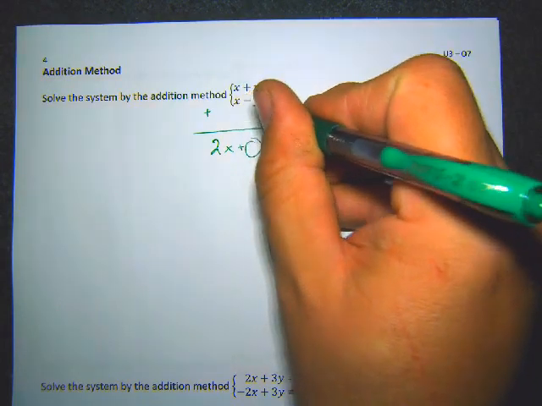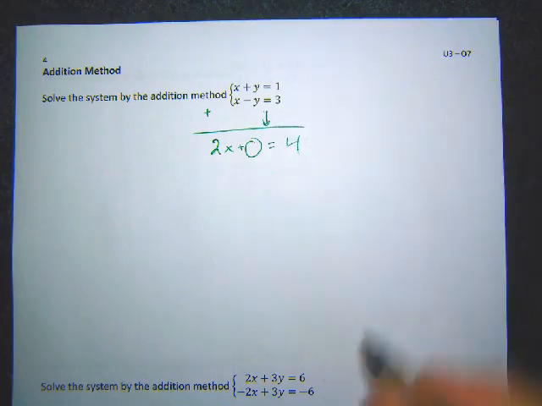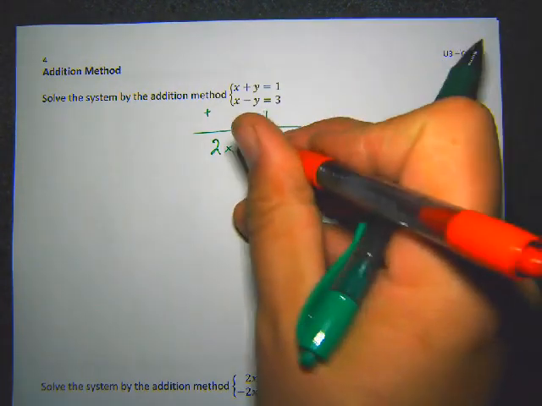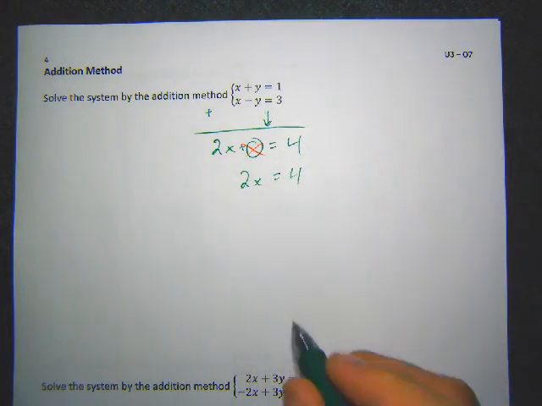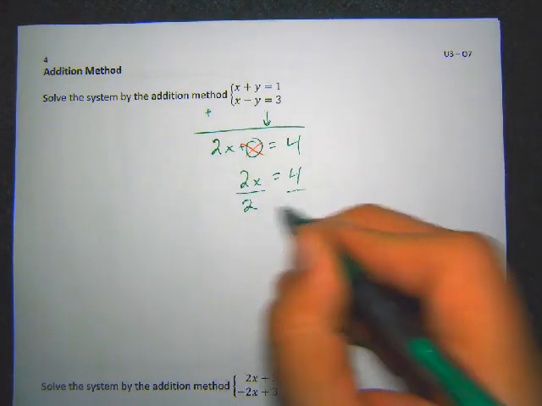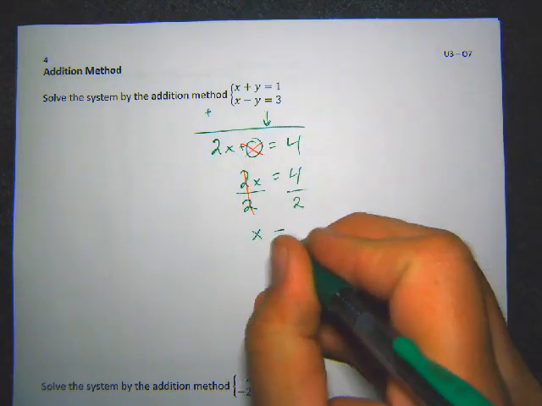Bring down your equal sign. And 1 plus 3 is 4. So we really don't need the 0, right? That's just nothing. So we just get 2x equals 4. Now we can divide both sides by 2, get rid of this 2, and we get the answer x equals 2.